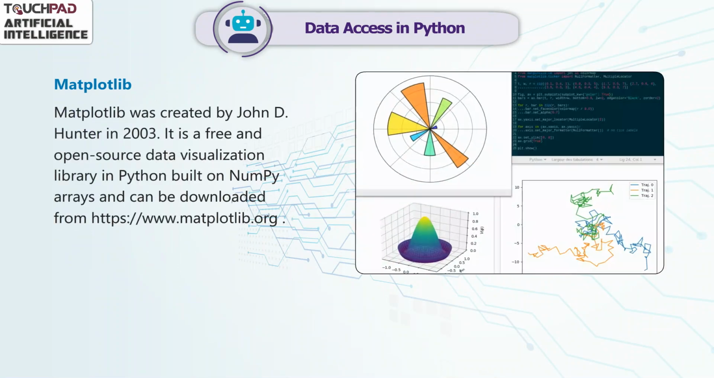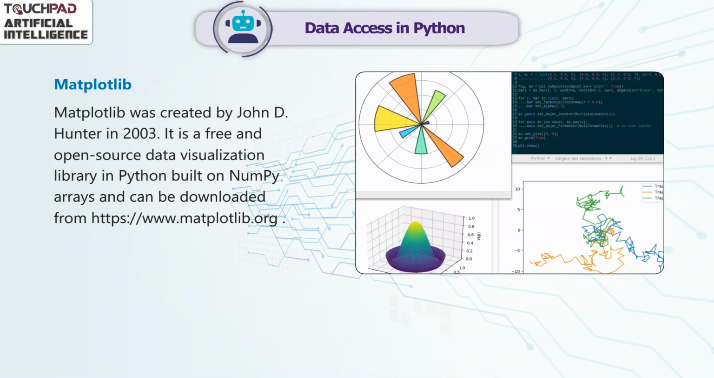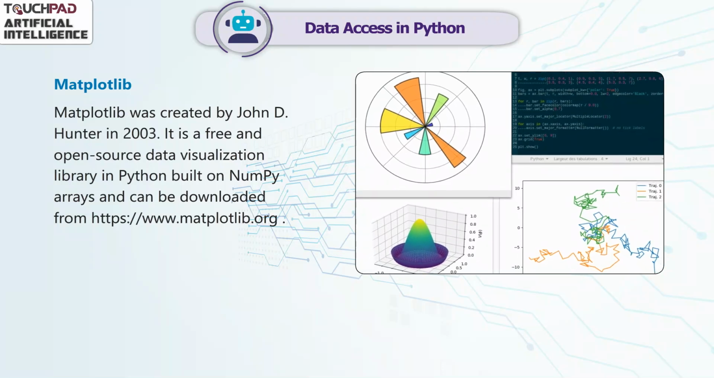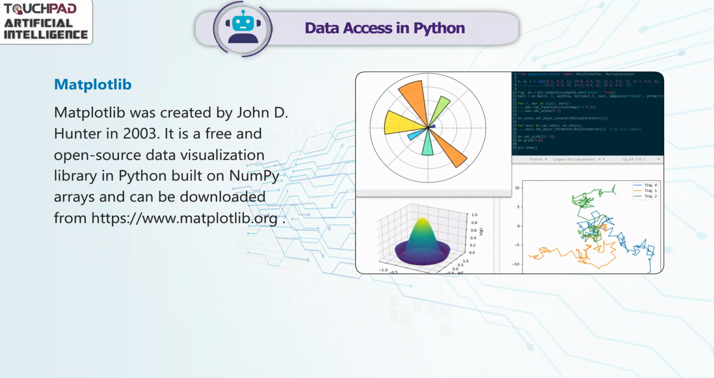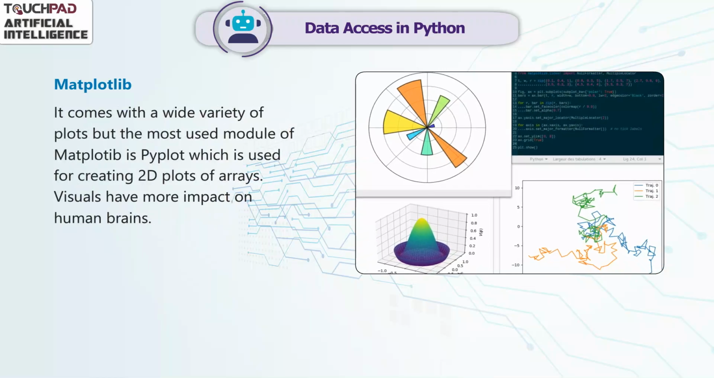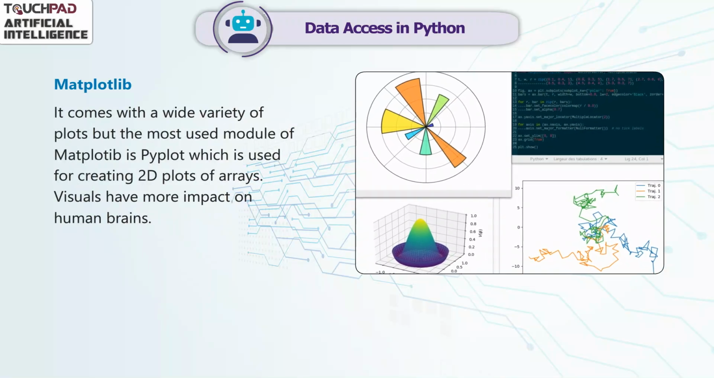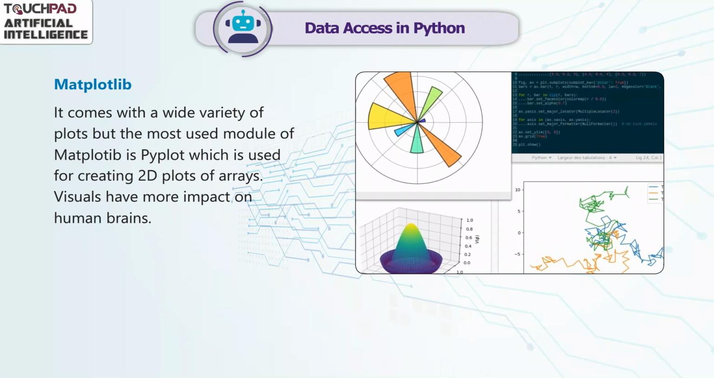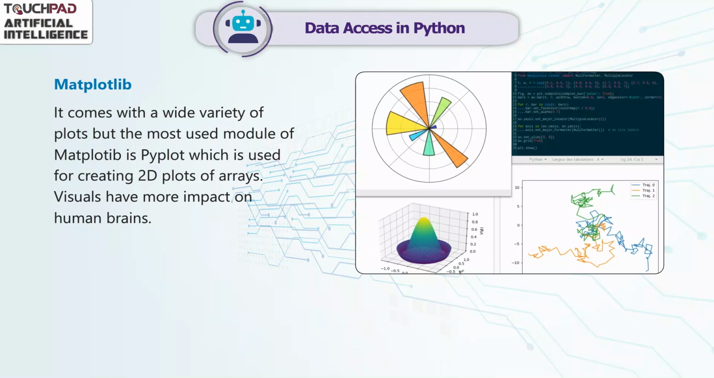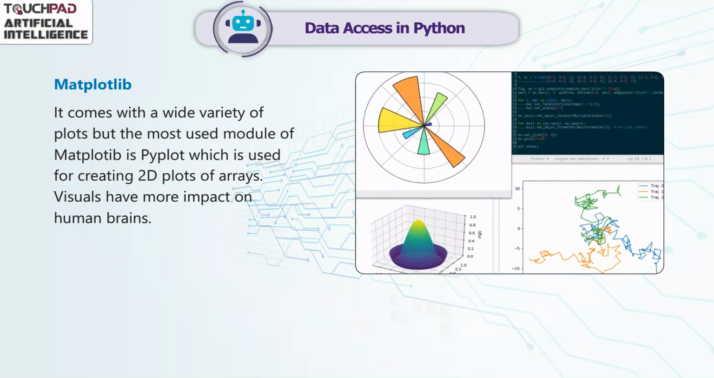Matplotlib. Matplotlib was created by John D. Hunter in 2003. It is a free and open source data visualization library in Python built on NumPy arrays and can be downloaded from the given link. It comes with a wide variety of plots, but the most used module of Matplotlib is pyplot, which is used for creating 2D plots of arrays.